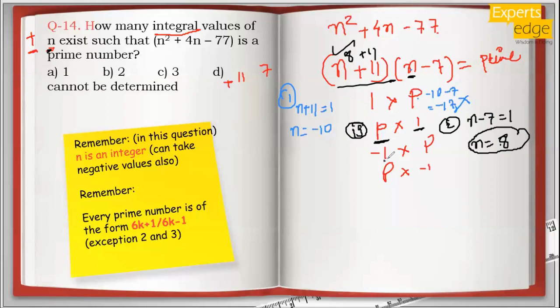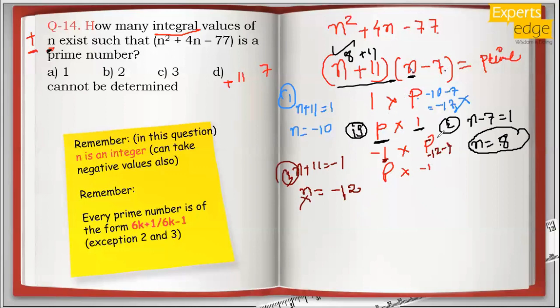In this case, minus 1, that means n plus 11 equal to minus 1. That means n will be equal to minus 12. If I keep minus 12 here, what will happen? Then this part has to be equal to a prime number, right? So minus 12 minus 7 is minus 19, which is not a prime number. So this is ruled out.